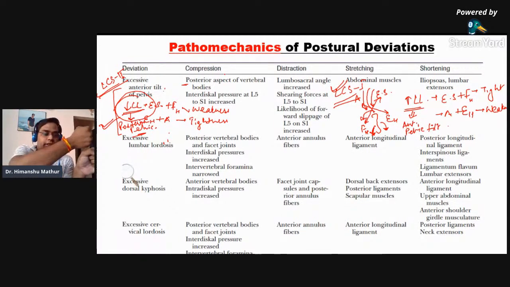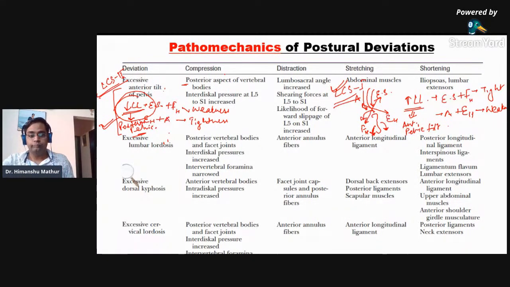See, suppose the spine was like this, so now there is increased lordosis. So there is more compression on the posterior aspect. If there is more compression on the posterior aspect, there will be anterior migration of the disc. If it is going more into extension because lordosis is increasing, the facet joints will come into more approximation. So there will be reduced pressure on the articular surface of the facet joint.